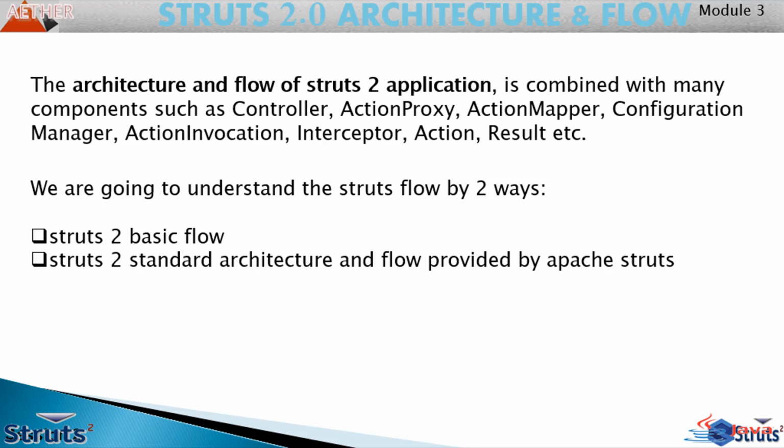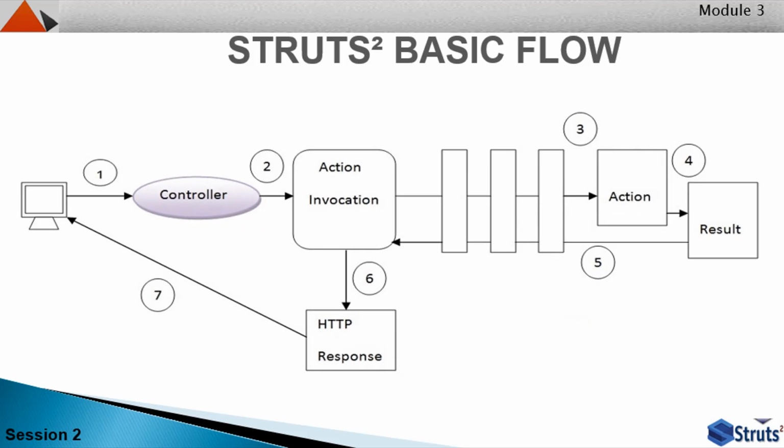Struts 2.0 basic flow. Let's try to understand the basic flow of a Struts 2 application by this simple figure. 1. User sends a request for the action. 2. Controller invokes the ActionInvocation. 3. ActionInvocation invokes each interceptor and the action. 4. A result is generated. 5. The result is sent back to the ActionInvocation. 6. An HTTP response is generated. And 7. The response is sent to the user. See the diagram carefully.